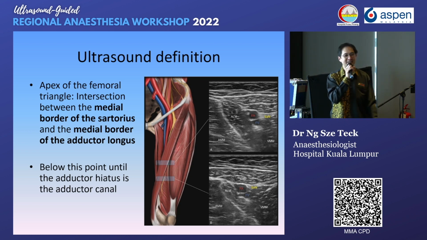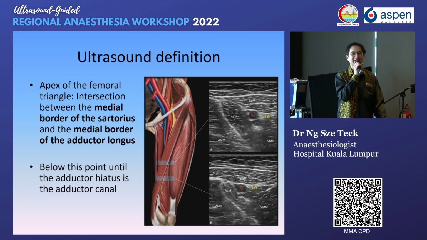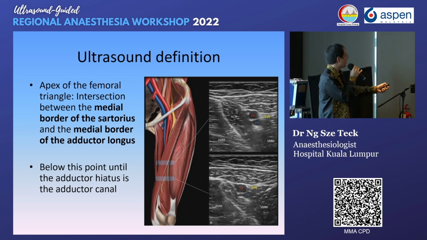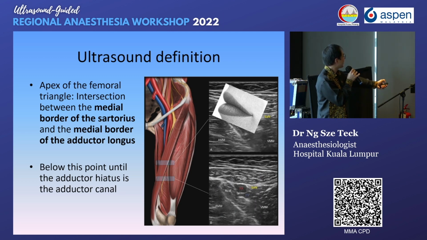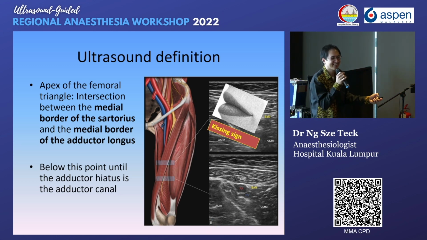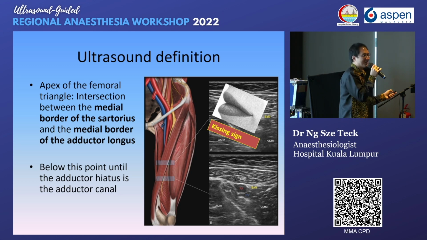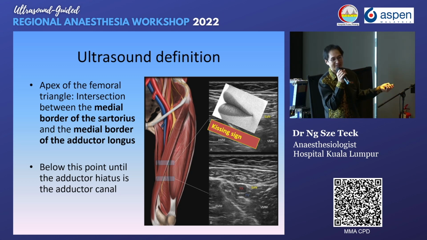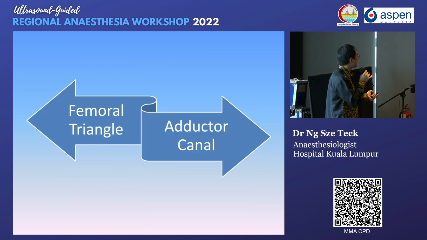So the apex means the end of the femoral triangle already, no more. Below that is not the femoral triangle anymore. Below this point is the adductor canal. They describe this sign like a purse slip, called a kissing sign. So you look for that to differentiate under ultrasound.